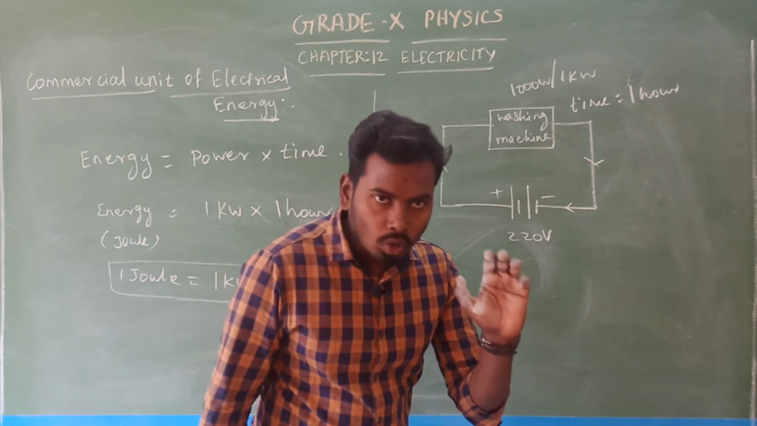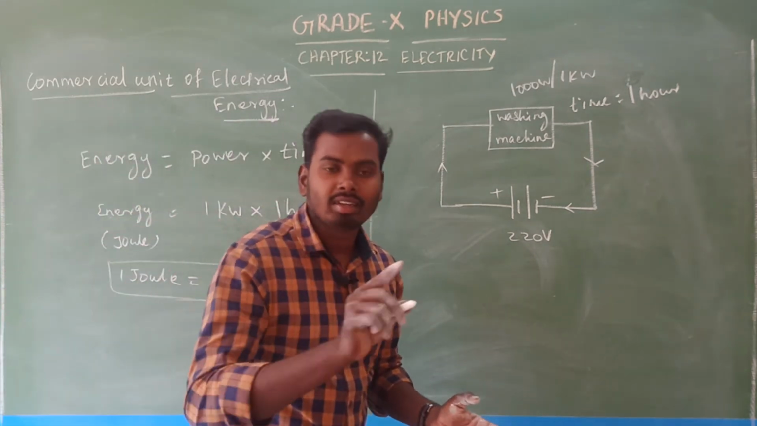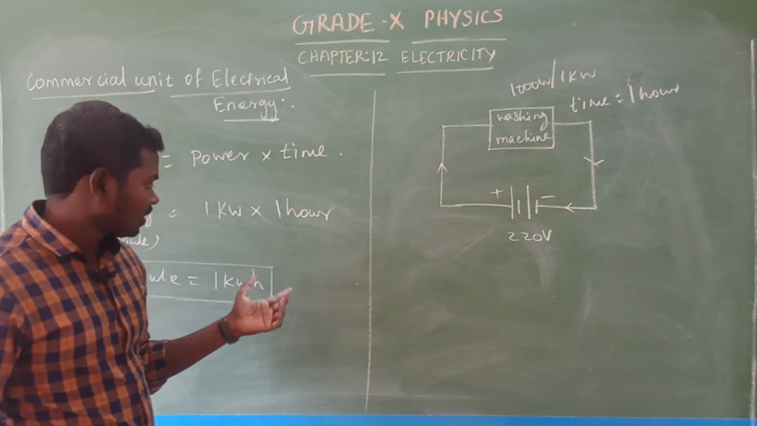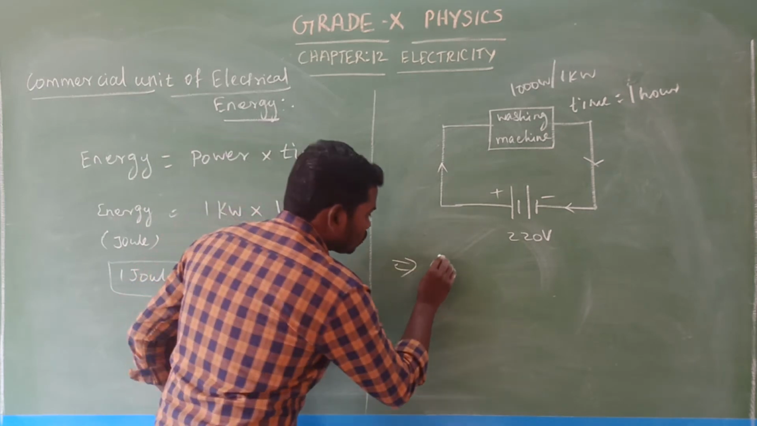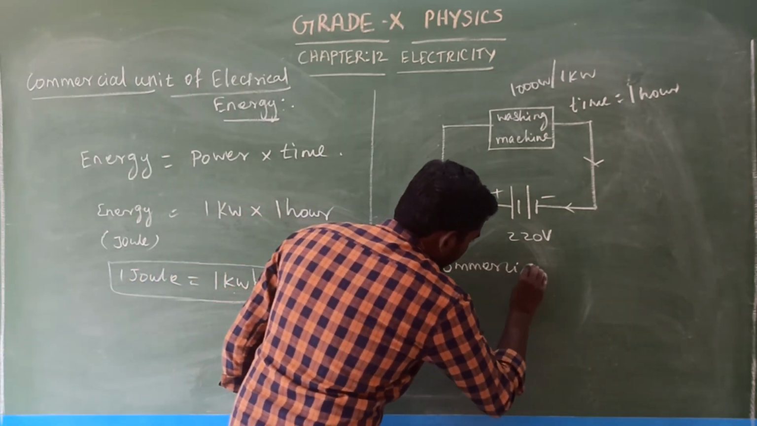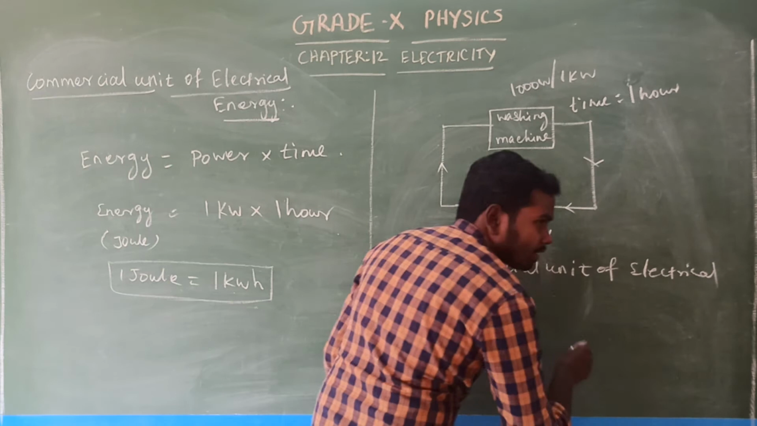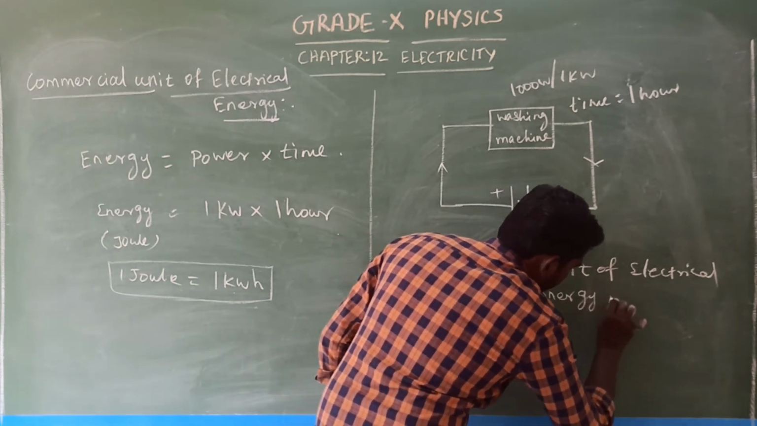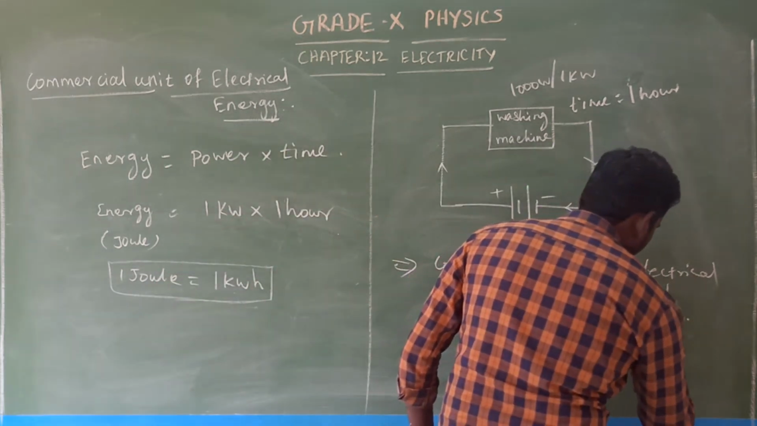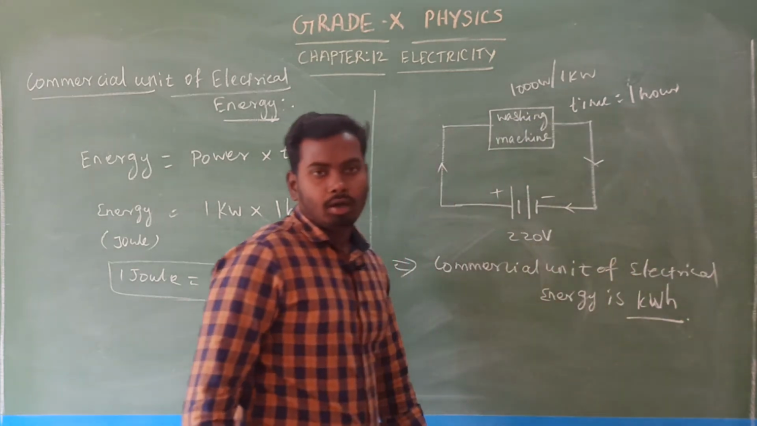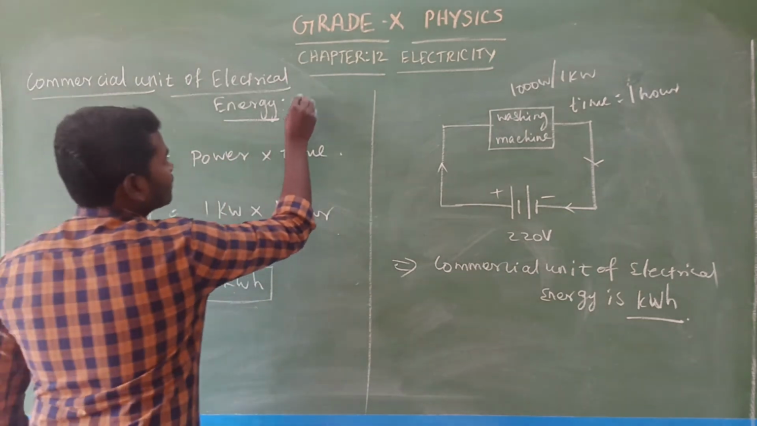So 1 kilowatt hour is the commercial unit of electrical energy. Note this point. This is very important, one more question. The commercial unit of electrical energy is kilowatt hour. Here the W in watt should be in capital letter. Kilowatt hour. That's all, very important. One more question: what is the commercial unit of electrical energy? Kilowatt hour.